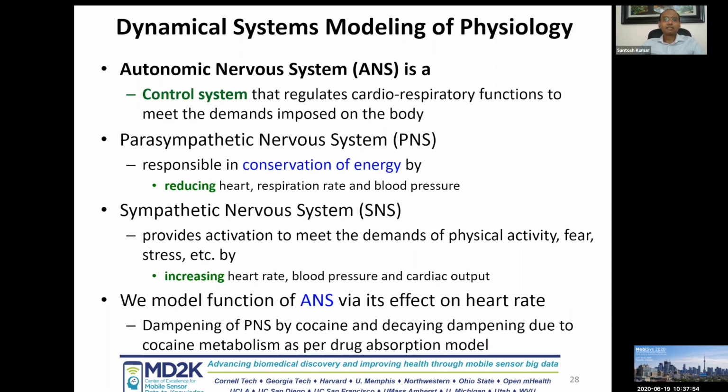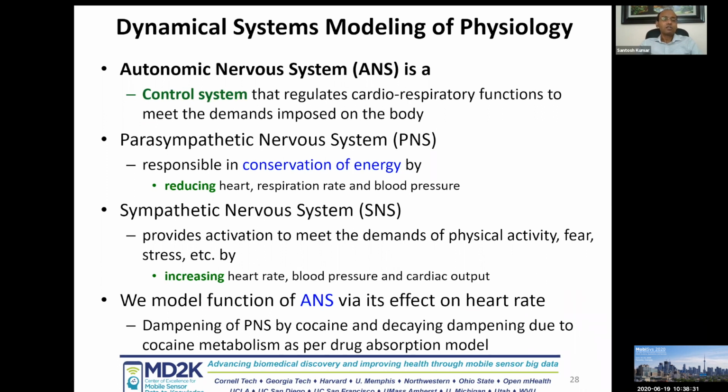So the PNS is responsible for conservation of energy. That means whenever there is an increase in heart rate or respiration rate, it tries to bring the body back to baseline. And the sympathetic nervous system is the one that elevates heart rate, blood pressure, and cardiac output to give us the energy we need during fight or flight situations. And what cocaine does is it activates the sympathetic nervous system, and that's what is shown in this increase in heart rate. But so does physical activity; that also activates the sympathetic nervous system, the SNS.